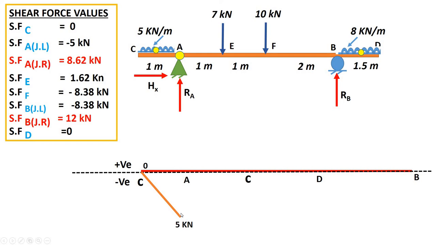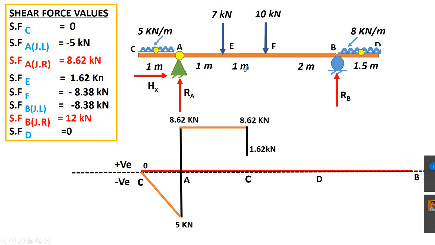Now at A point we have the second value also, 8.62 positive, right? And at A point you have a vertical load, then you have a vertical line also. And between A to E, do you have any load? We don't have any load, right? So in between A to E we have a constant value of 8.62 and it will be represented by a horizontal line. At E again we have the value 1.62, positive, right?